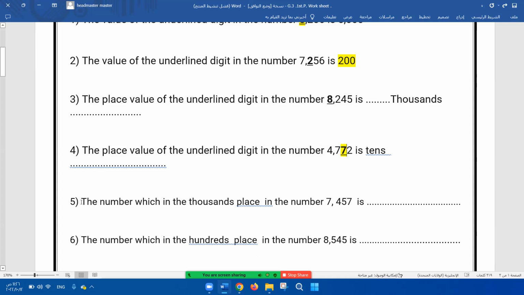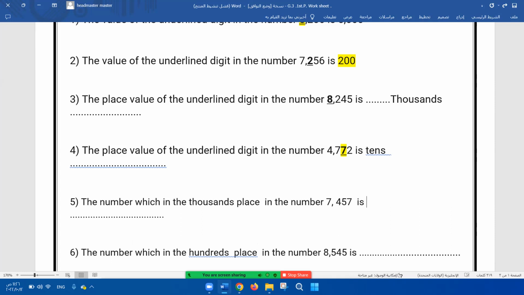Question 5, another idea related also to place value. Question 5, the number which is in the thousands place in the number 7457 is, what is the digit which is in the thousands place? Yes, you can see it's 7. Okay, so 7 in the thousands place. This is the answer only. We write only 7 because the number in thousands place, it's 7.